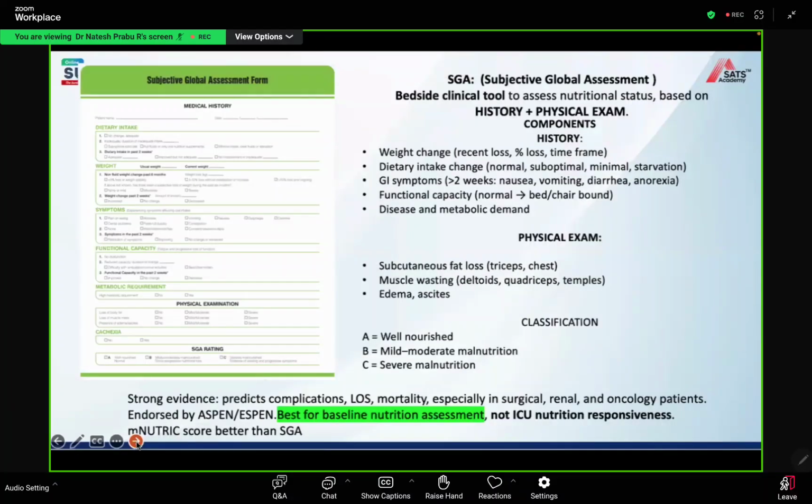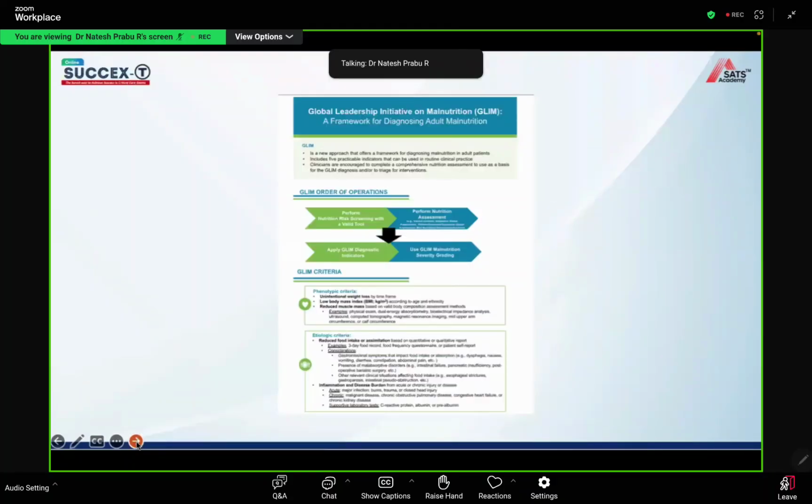The other thing which we commonly use is the subjective global assessment. It is best for baseline nutrition assessment. The components are history and physical examination, as a bedside tool. Classification can be done as well-nourished, mild to moderate malnourishment, and severe malnourishment. Based on these things, we need to plan the nutrition plan for the patient. The other newer one is the GLIM criteria, which contains phenotypic criteria and etiological criteria. Based on this, risk stratification and assessment of the patient is done, and a nutritional plan is made.